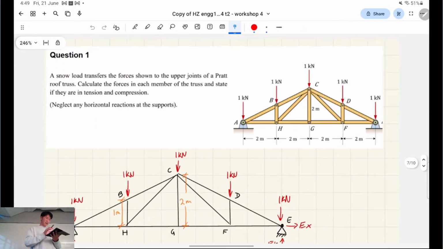So here's our first question, and I've chosen to give a fairly big truss because there's a lot of simplifications we can make here, and it shows a lot of concepts.